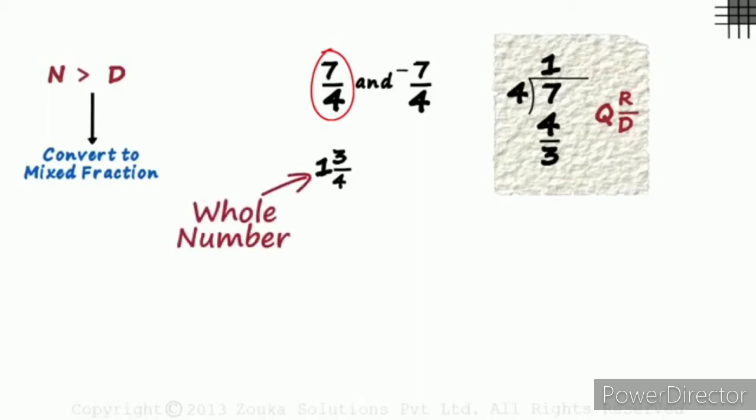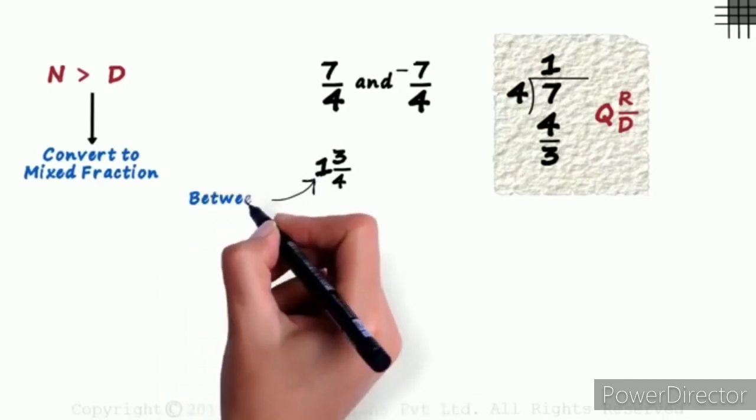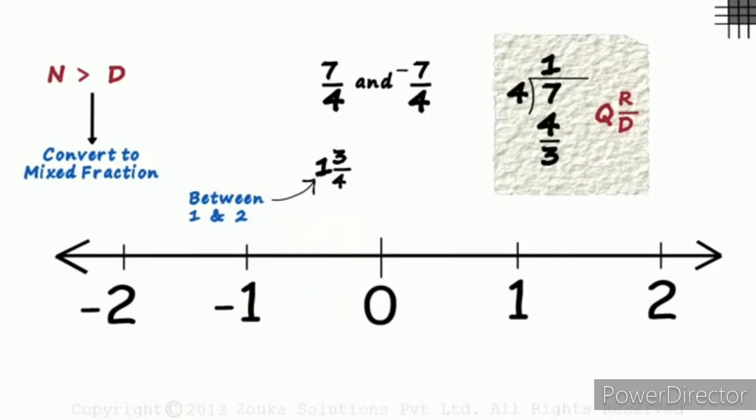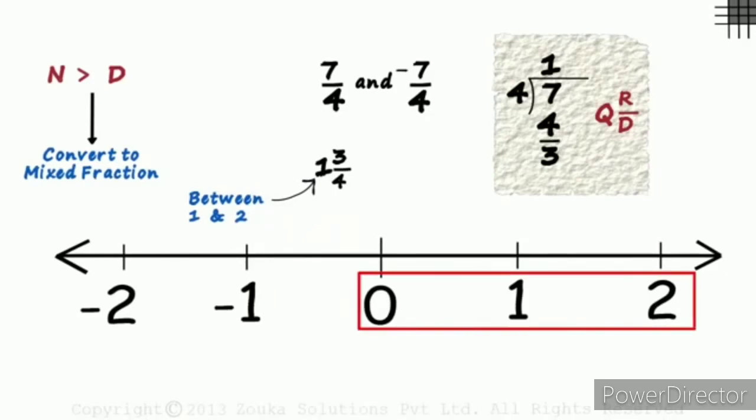The whole number part tells us the position of 7 by 4. So 1 tells us that the rational number 7 by 4 is between itself and the next whole number. The next whole number is 2. So we know that 7 by 4 is between 1 and 2. So we draw the number line accordingly with just 0, 1 and 2 marked.